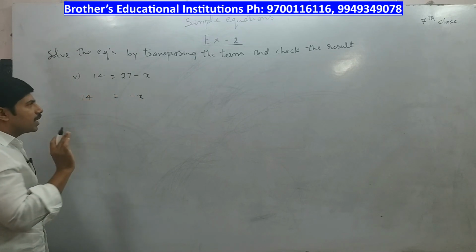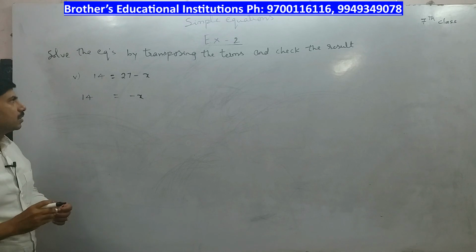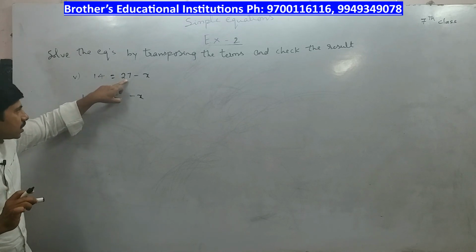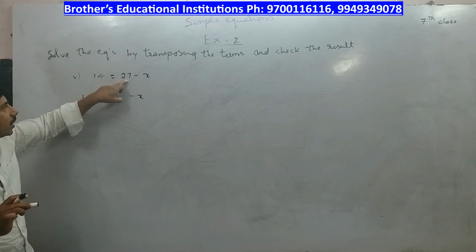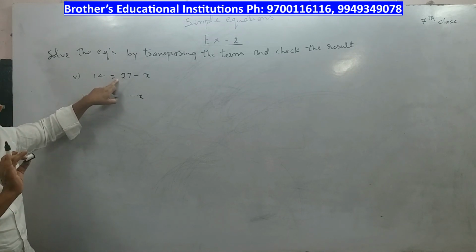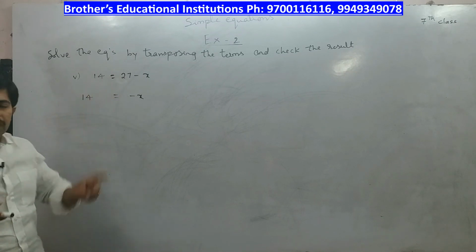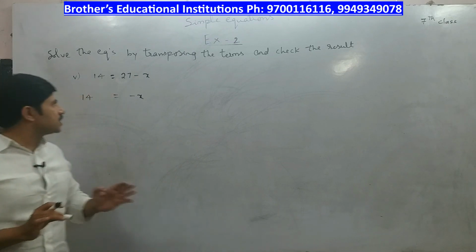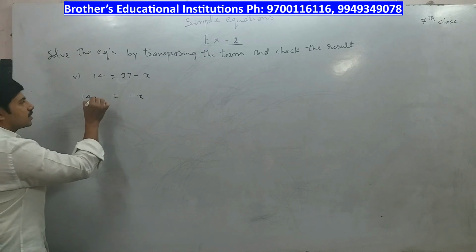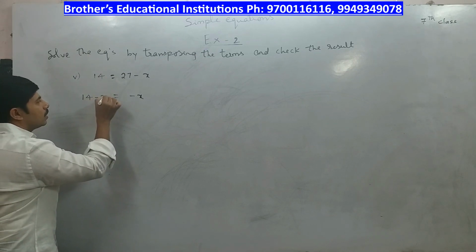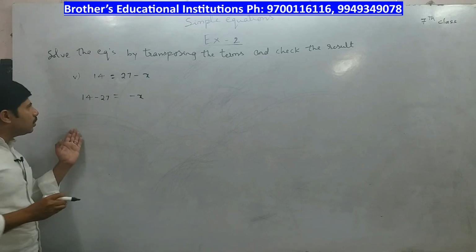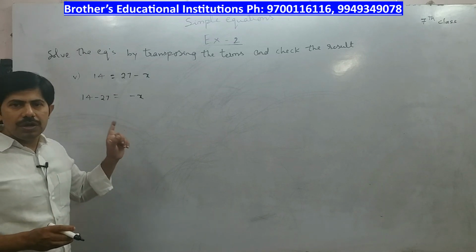Okay. So as we need the value of x, this 27 I have to transpose. What is the sign for 27? Just refer to the left side of 27. It is nothing. We don't have any sign. That means we have to assume that the sign is positive. Plus. So plus 27, when we transpose to the other side, will become minus 27. Okay. So we get 14 minus 27 is equal to minus x.